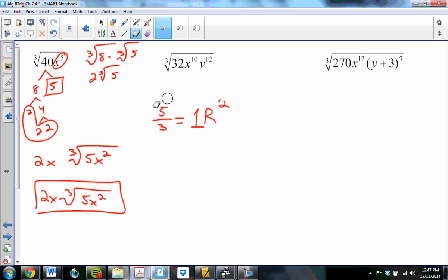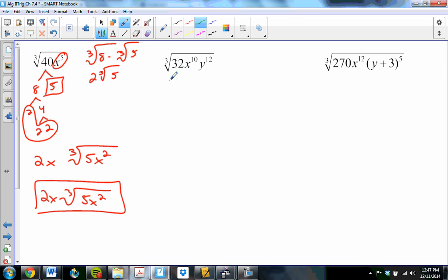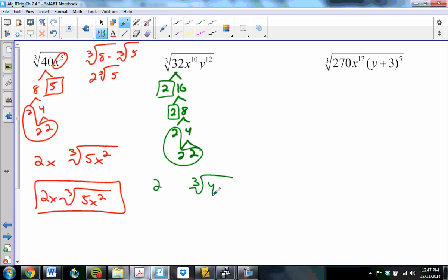If you want to try this next one on your own or in advance, you can. Pause it now and go for it. 32 is a whole bunch of 2's. I look for triples. I'm looking for 3 of a kind, groups of 3. Here's one. They come out. These are not triples. They can't go. They stay behind. 2 times 2 is 4. I'm multiplying those, not adding them. Make sure you multiply them.